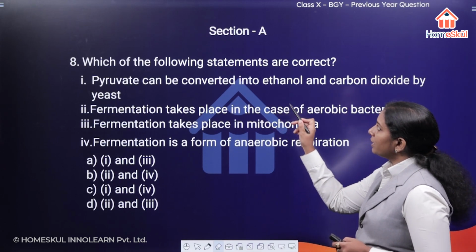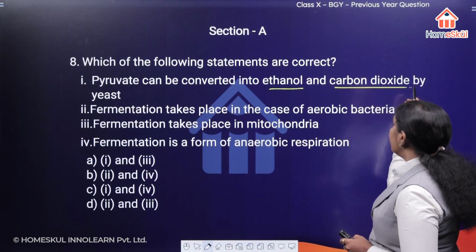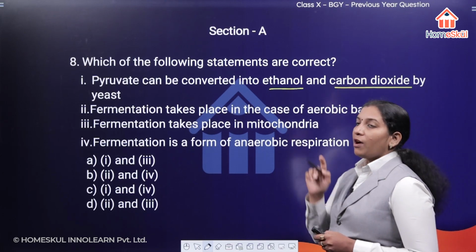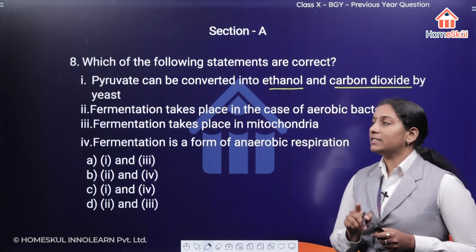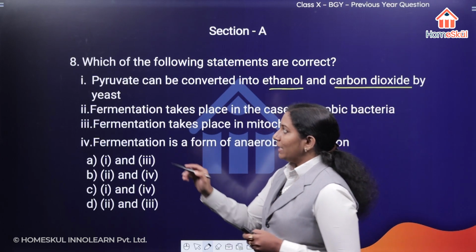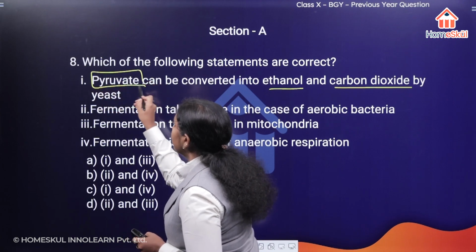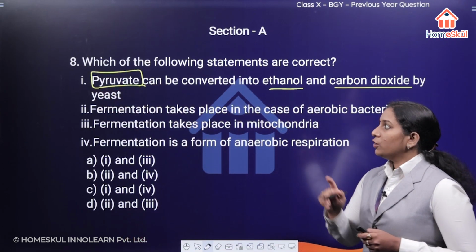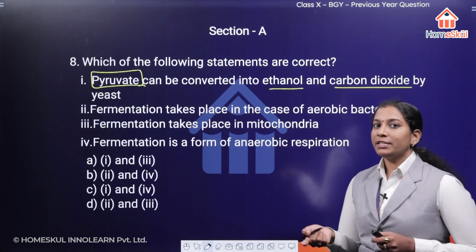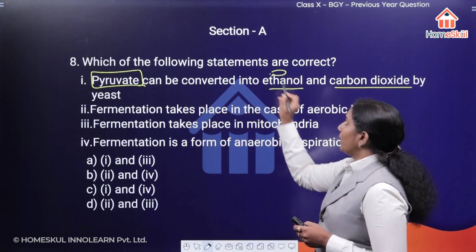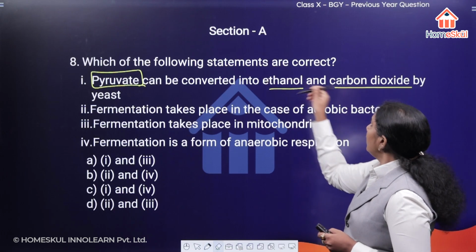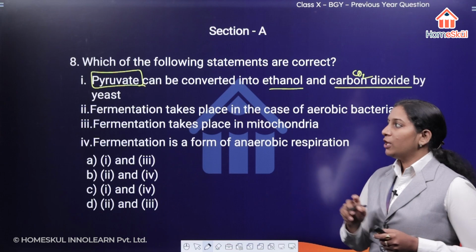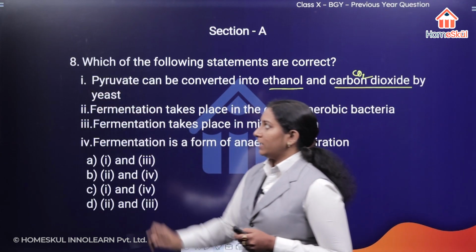Pyruvate can be converted into ethanol and carbon dioxide by yeast cells. That you know well about the fermentation that happens inside this yeast cell. Pyruvate is a 3-carbon compound that is formed after glycolysis, right? So this pyruvate will be converted into what? An alcohol, ethanol, and carbon dioxide in the yeast cell. So the first statement is correct, right?